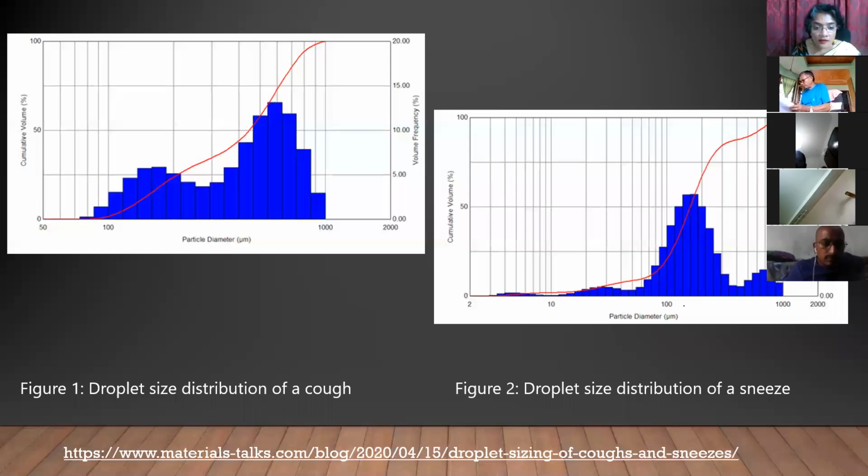This is basic physics. So when a person coughs or sneezes, they are releasing not just one particle, but a blast of particles. And these particles have a distribution. And if one of the larger particles hits against a surface, it can again splatter back.